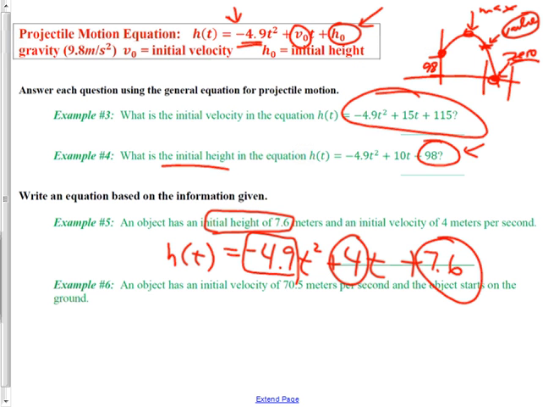Okay, example 6. An object has an initial velocity of 70, and the object starts on the ground, which would imply its height is a what? 0 is correct. Okay, write that equation for me. You can use y equals if you want. I'm going to have you turn it my way, and I'll tell you if you did it right.